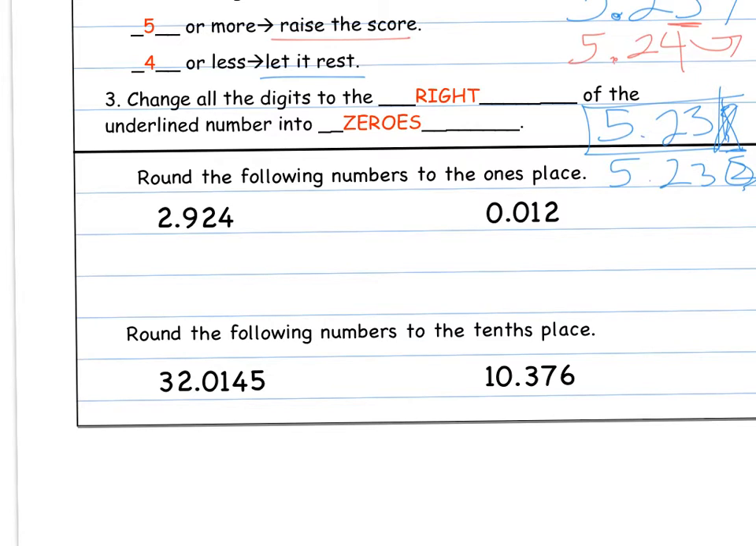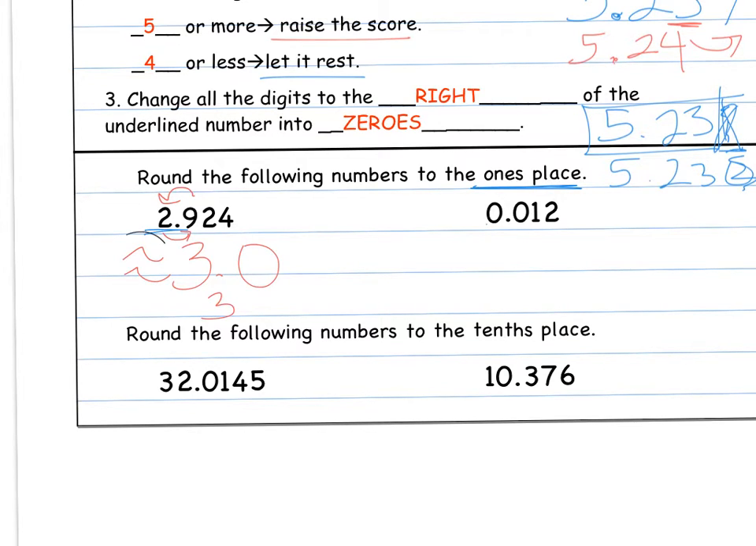So again, I first identify where am I trying to go? The ones place. The ones place is here. So I look to the right, and I see that it's 9. 5 or more, raise the score. Since 9, I raise this up, and this is actually approximately 3. And you can write it like that, which is the same as just 3.